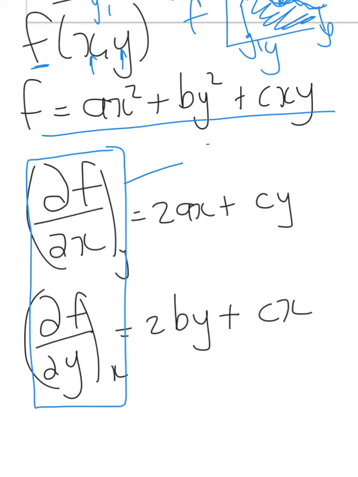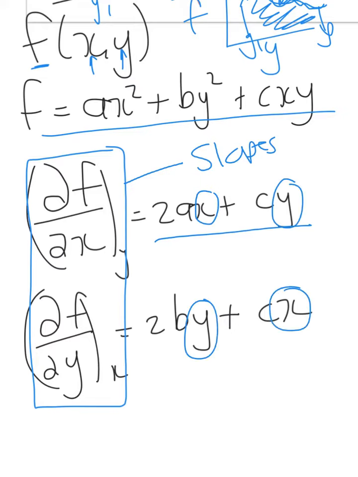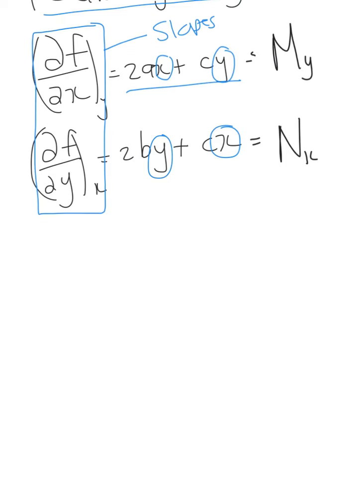Each of these slopes is also represented by an equation that is in turn a function of our 2 variables x and y. We can now give them new names. Let's call this equation M. The y is there, subscript y, just to remind us that when we defined that slope, y was considered to be a constant. And for this partial derivative, we use the symbol N, just a reminder again.